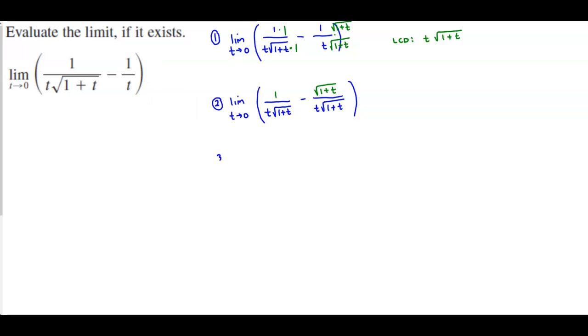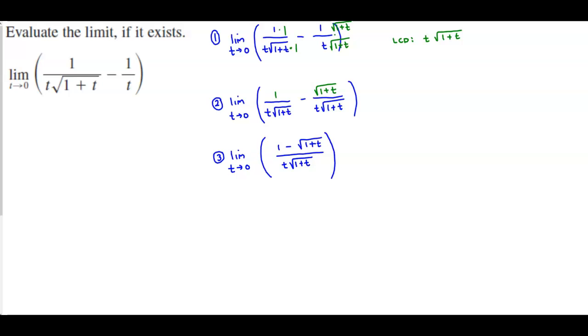Now we can combine it into one fraction. So we have the limit as t approaches 0. The numerator becomes 1 minus the square root of 1 plus t over t times the square root of 1 plus t.